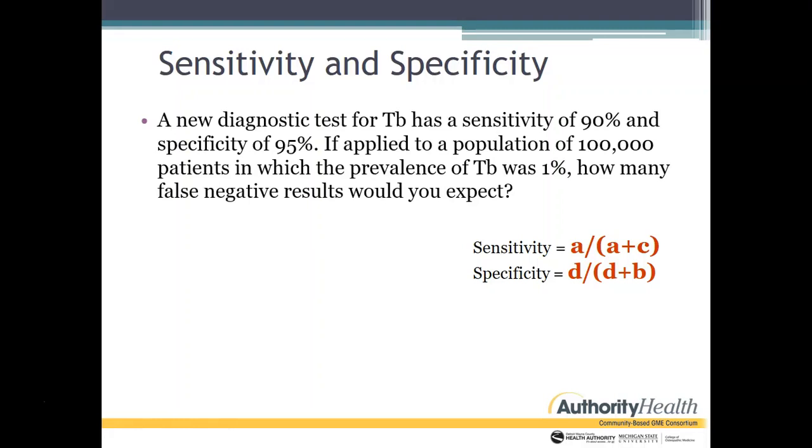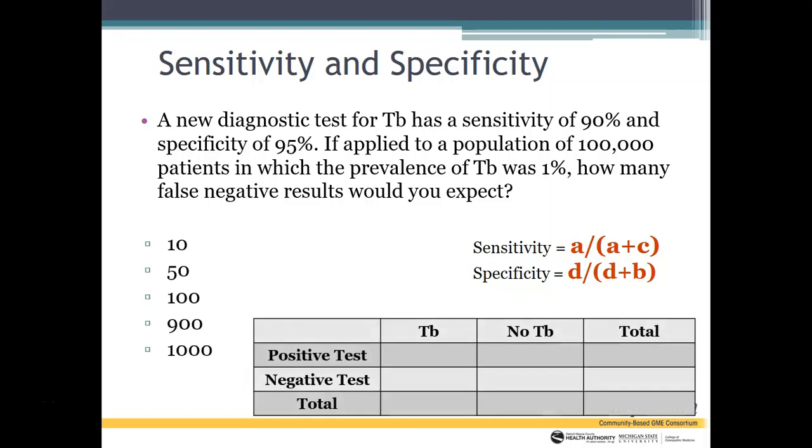All right, sensitivity. Let's do a question. A new diagnostic test for tuberculosis has a sensitivity of 90% and specificity of 95%. If applied to a population of 100,000 patients in which the prevalence of TB was 1%, how many false negative results would you expect? So here's your answer choices.